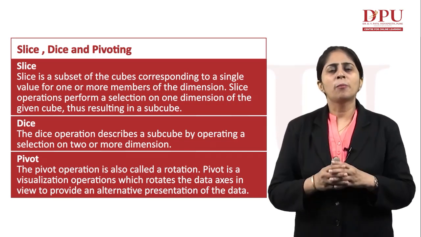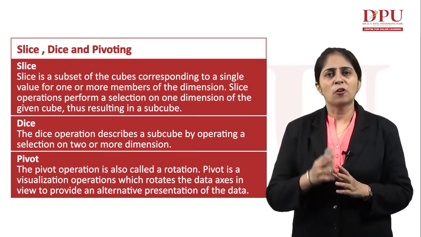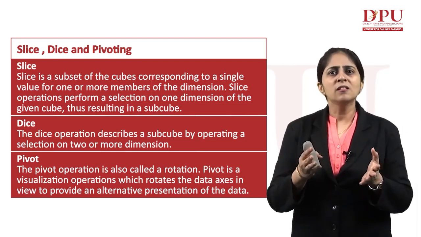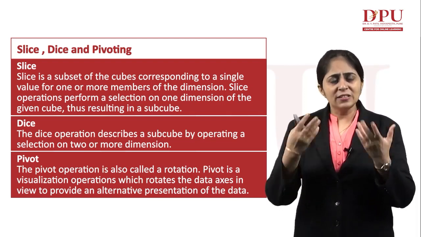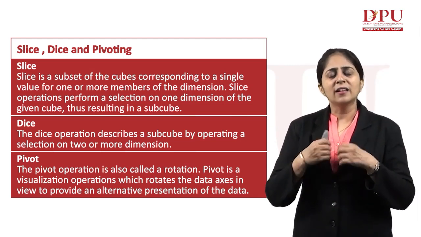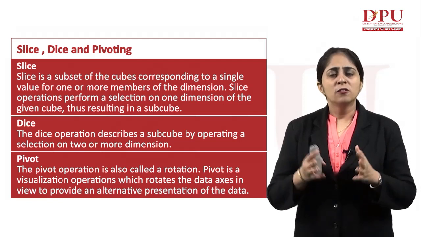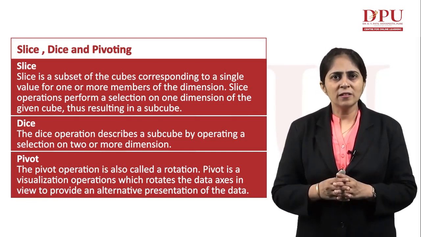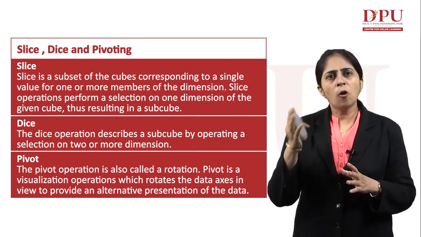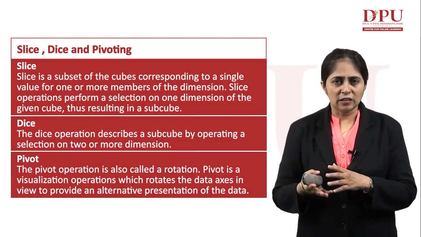So, that kind of operation will be known as pivot operation. Pivot is also known as rotation, because what we are doing is trying to rotate the data to help ourselves analyze it in a better way. Pivot is a visualization operation which rotates the data axis to provide an alternative representation of the data.